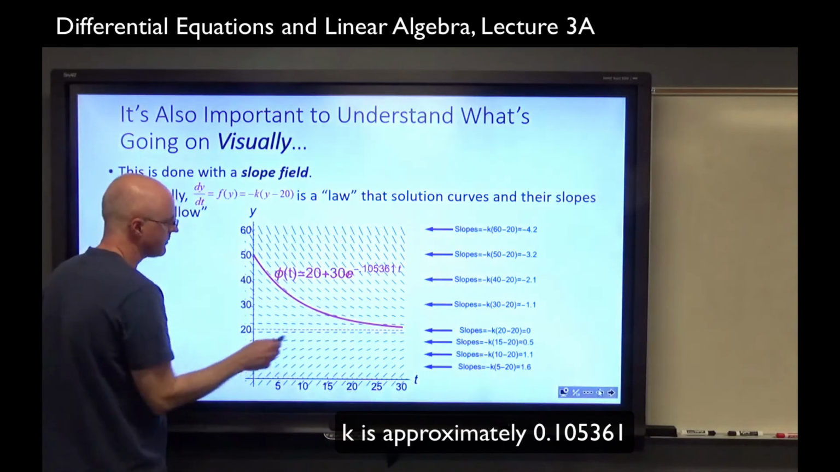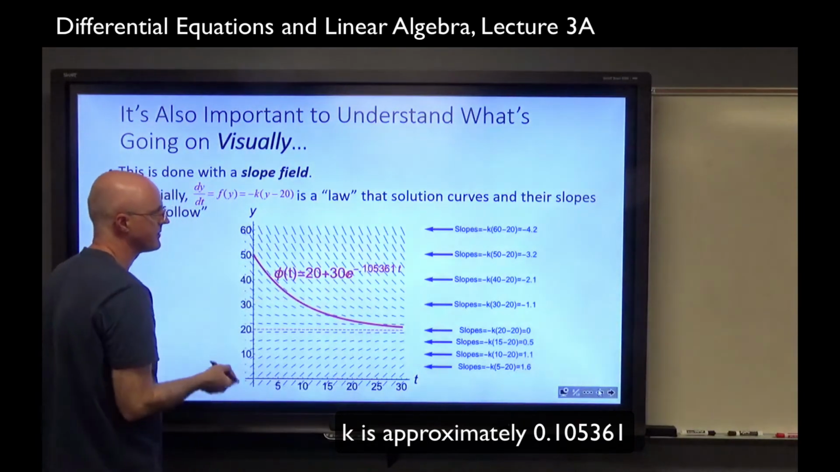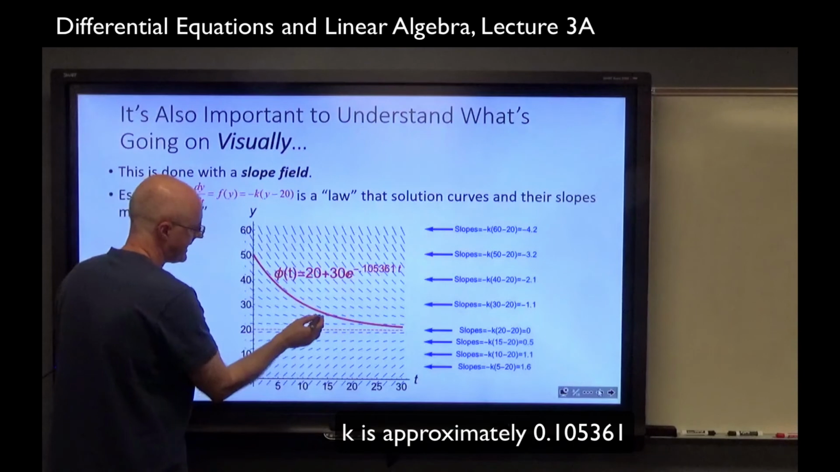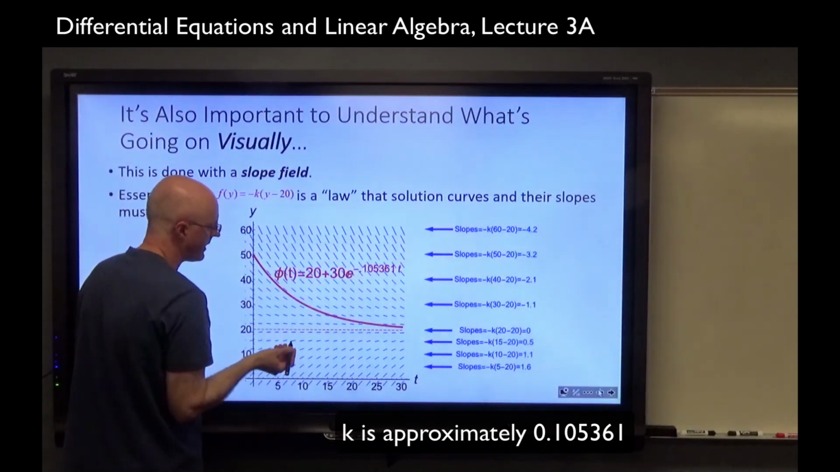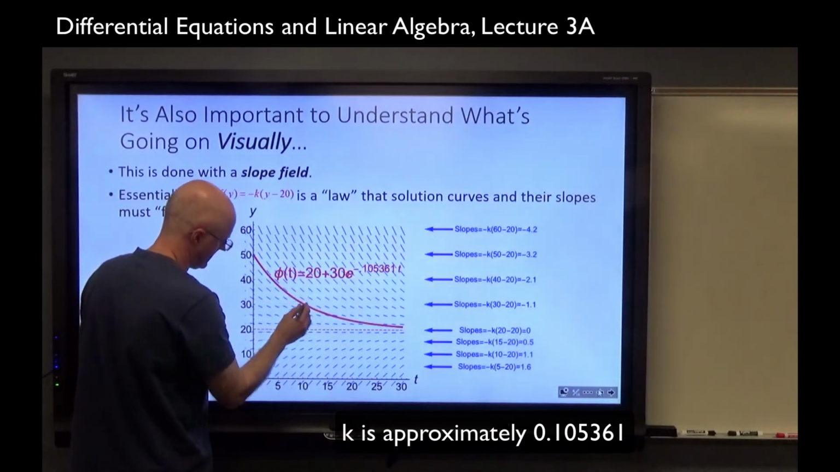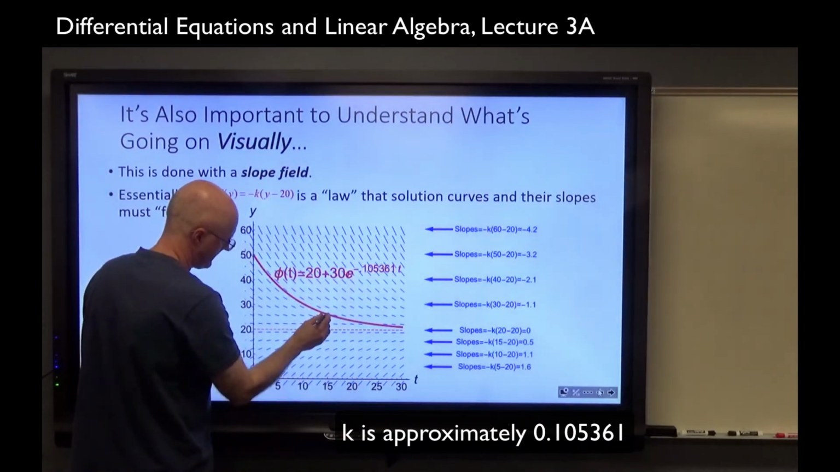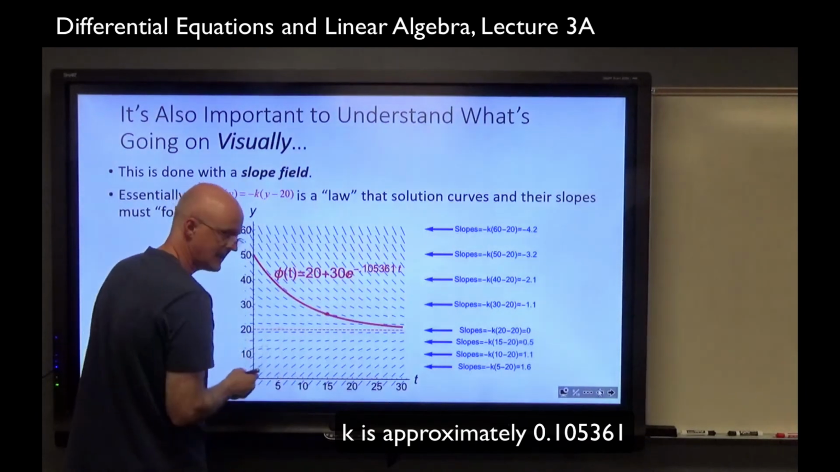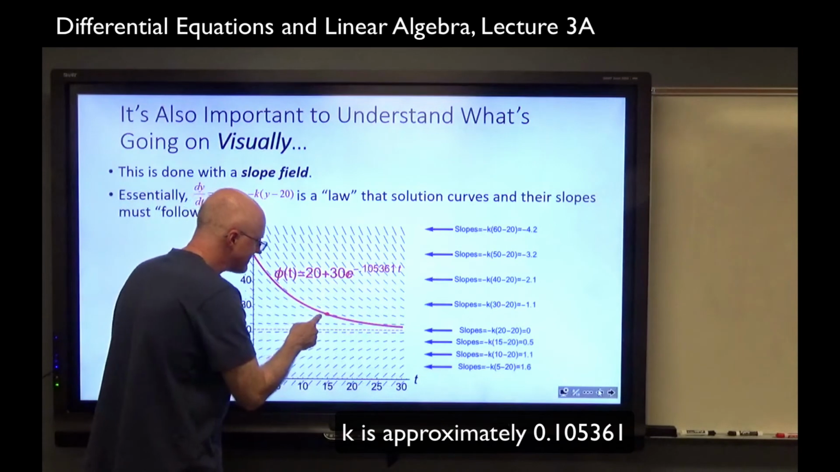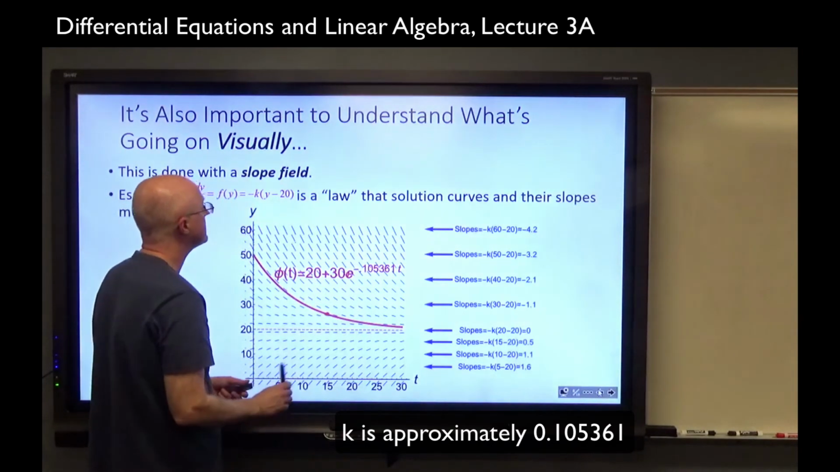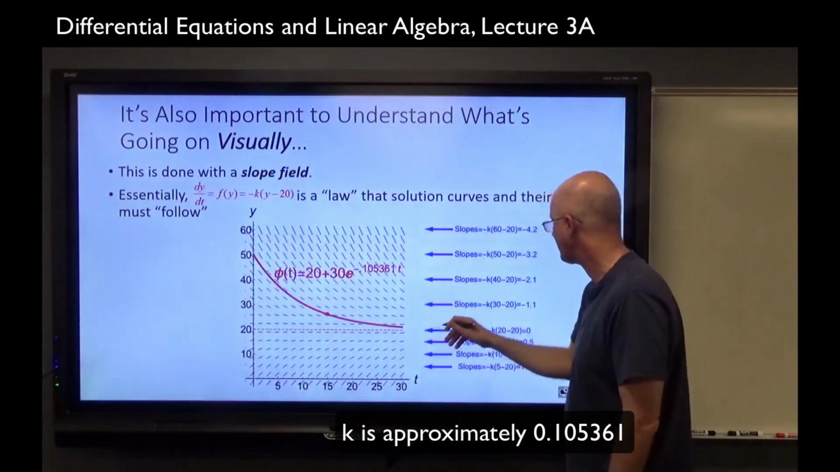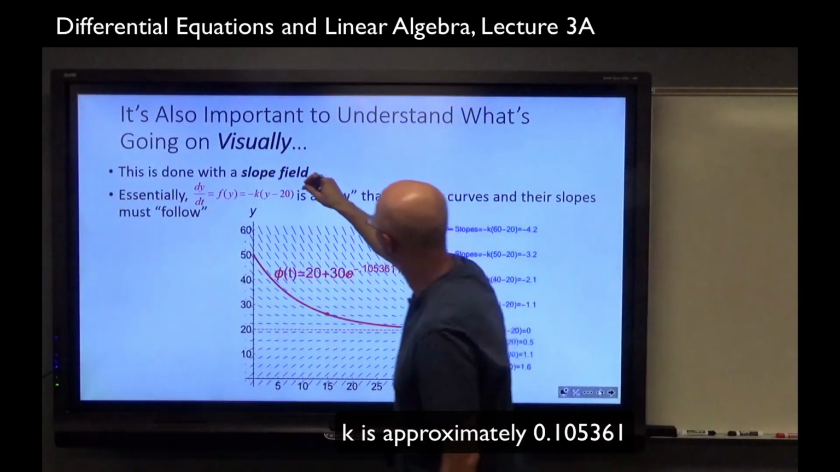Notice this red curve, which is this function, the solution curve for the cooling coffee. Anytime it passes through the midpoint of one of those little line segments, its rate of change, the slope of the tangent line, has to be the same as the slope of that little line segment, which is computed by plugging the y coordinate at that point into negative k times y minus 20.